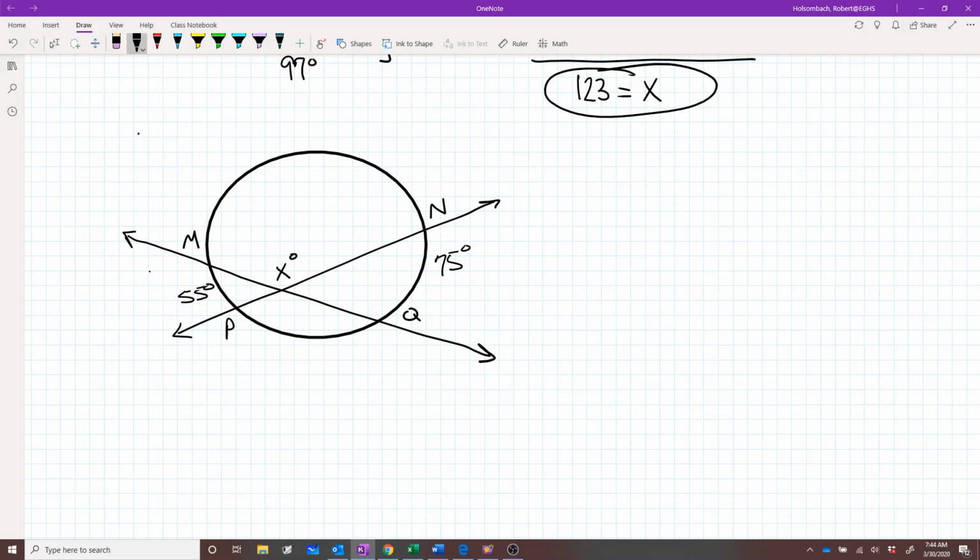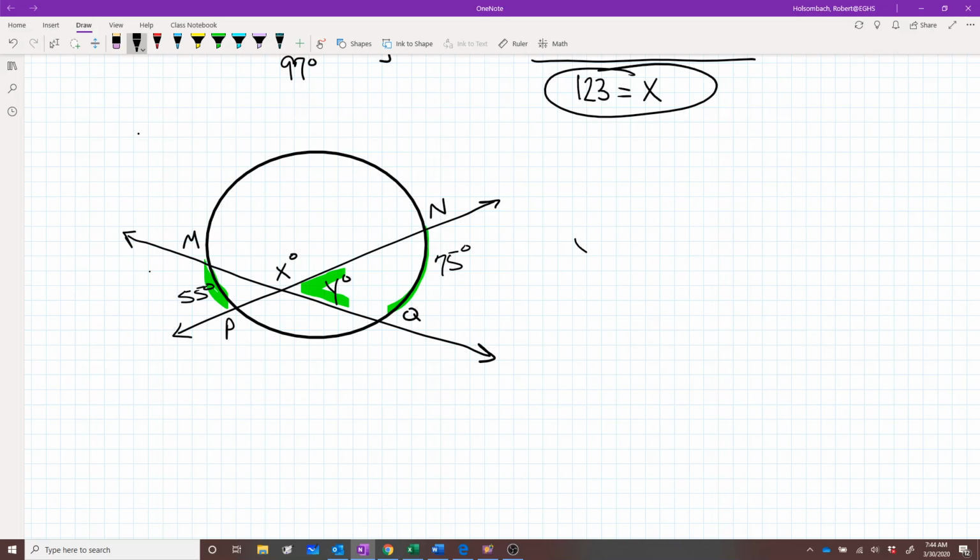Alright, again, this looks like a previous example. We don't know the measure of arc MN or arc PQ, so we're going to find the measure of this green angle first, right here. If we find the measure of this green angle using this 75 degree arc and this 55 degree arc, well, the green angle and angle X form a line, so they're a linear pair. Their measure is 180. So we can use this information to find the value of X. And I'm just going to call this Y right now.